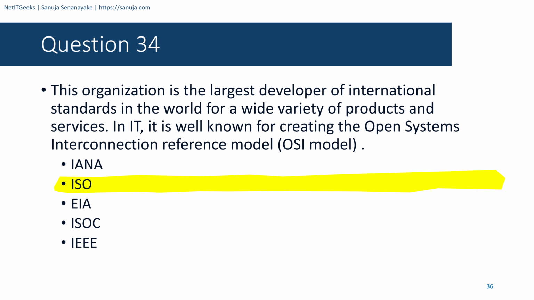They not only do standardization of electronic and electrical devices, they also do standardization of networking devices, certain products, and safety products. For example, bicycle helmets. ISO has bicycle helmet standardizations, water pipeline standardizations, electrical standardization. They do a lot of standardization in ISO. And for the OSI model, they also developed the OSI model for us, for our IT professionals, networking professionals. So the answer is ISO, International Organization for Standardization.